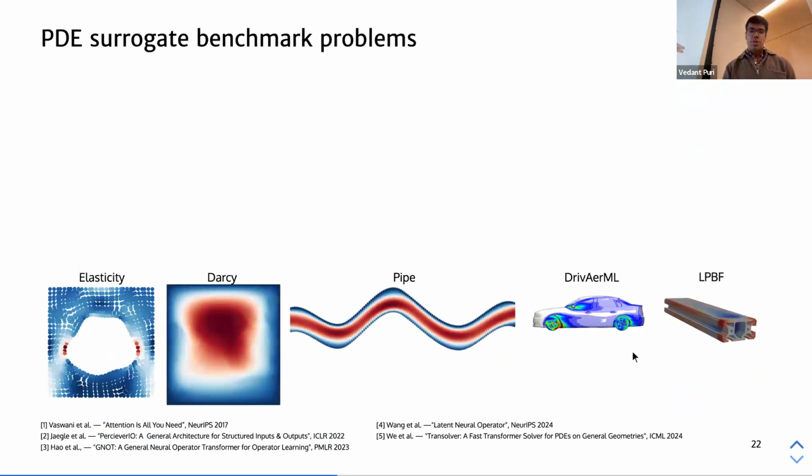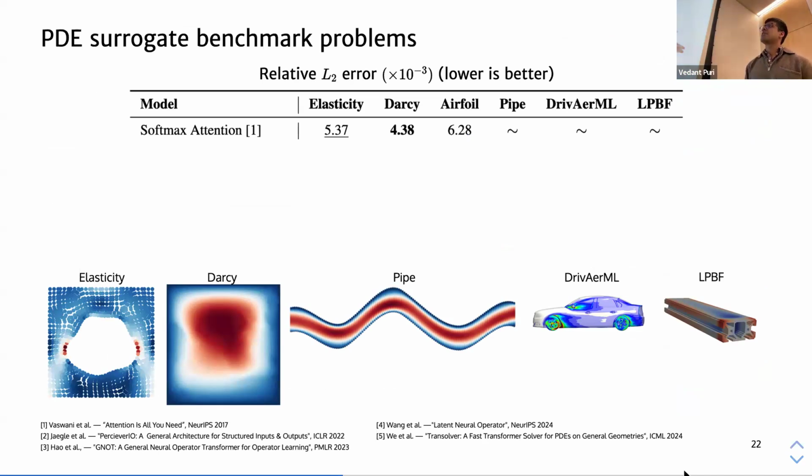Awesome. So to test the effectiveness and validity of our method, we test the model on several benchmark problems. For example, the elasticity, Darcy flow, and pipe flow cases in 2 dimensions, the DrivAerML dataset in 3D, and a laser powder bed fusion dataset that we will talk about in a few minutes.